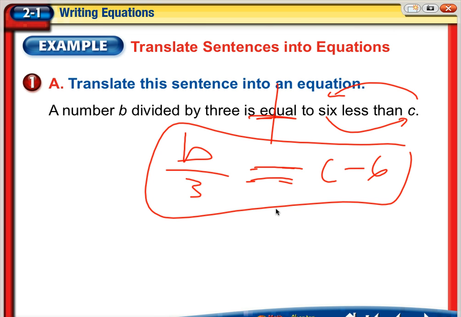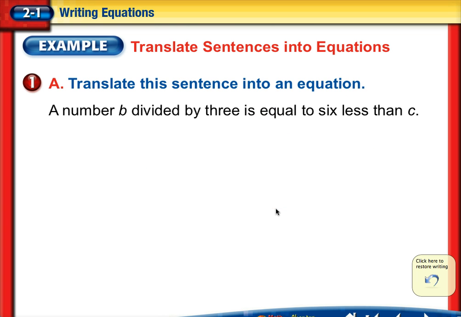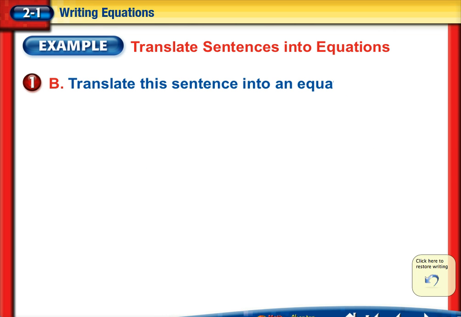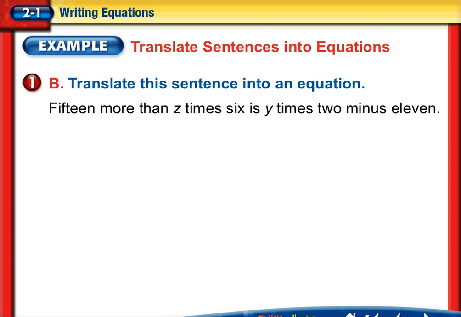Okay, so let's see if you can actually come up with the next one for me here. And tell me what the answer to this one is. Go ahead and translate this sentence. Can we write it? You don't have to. It's online anyway. Like I said, you can certainly fill in later, but I really want you to focus on this. 15 more than z times 6 is y times 2 minus 11. Is this an equation or an expression?